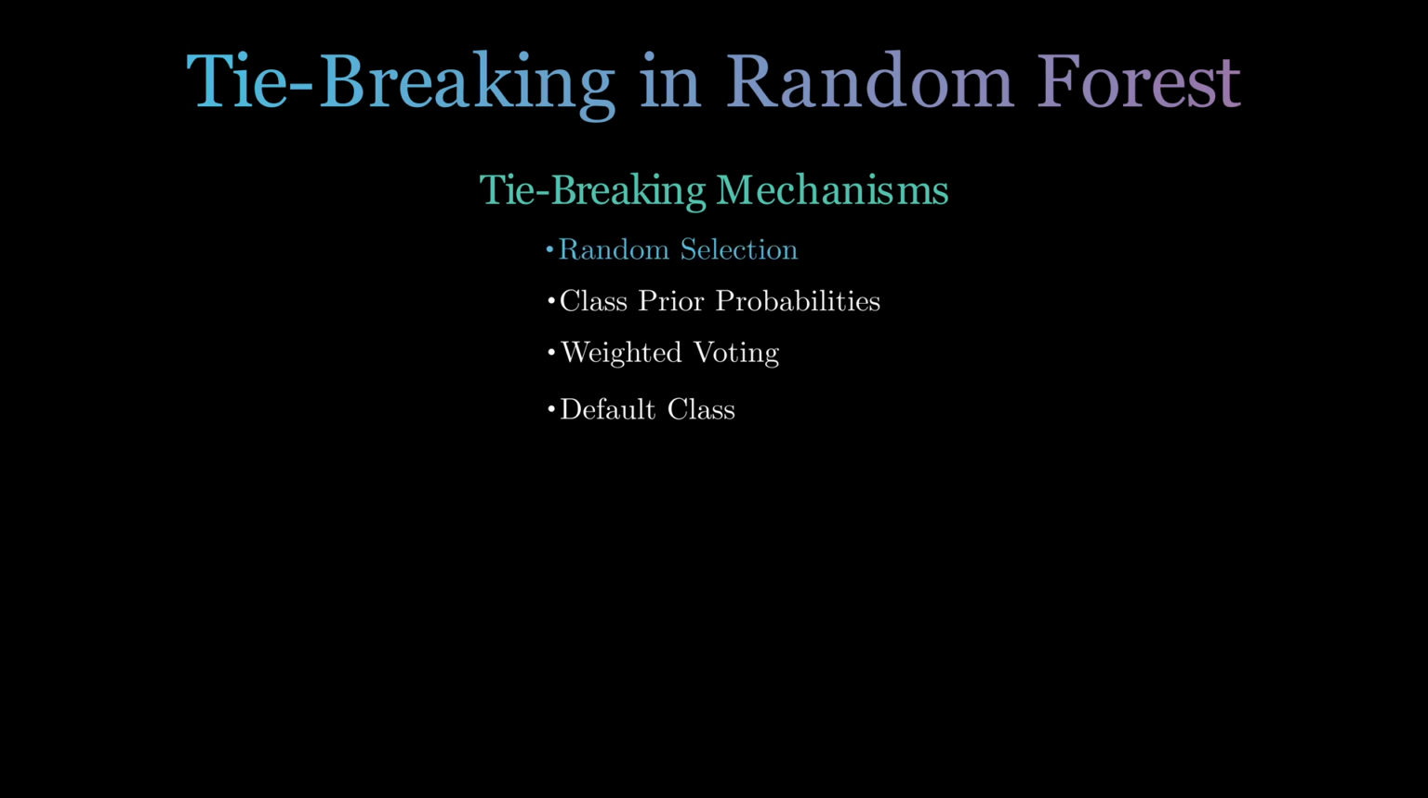Random selection. If there is a tie, the algorithm randomly selects one of the tied classes as the final prediction. Class prior probabilities. If class prior probabilities are known, the class with the higher prior probability is selected. Weighted voting. If the random forest uses weighted voting, the class with the higher total weight is selected. Default class. In some implementations, a default class is chosen in case of a tie.